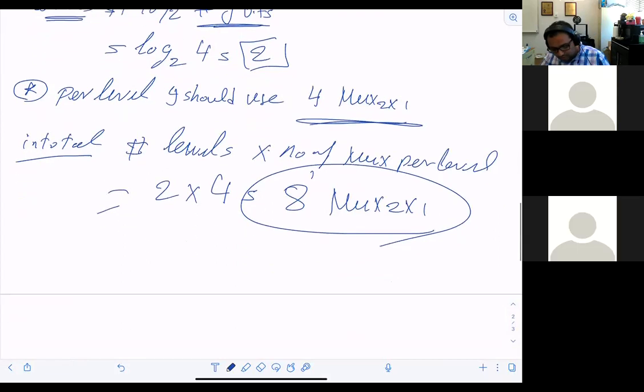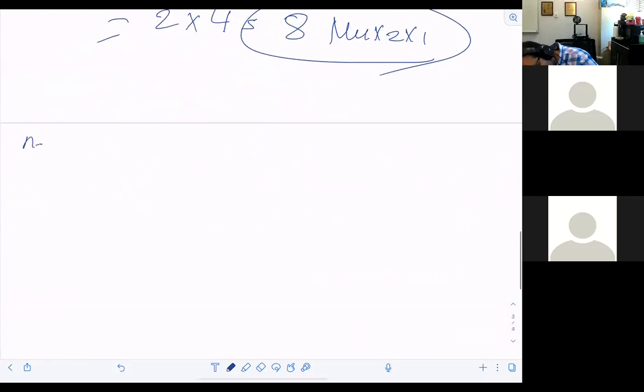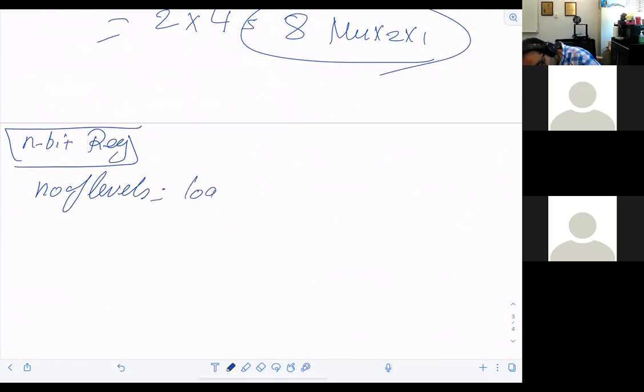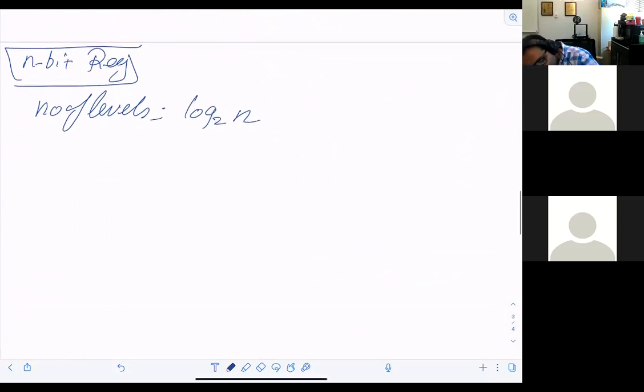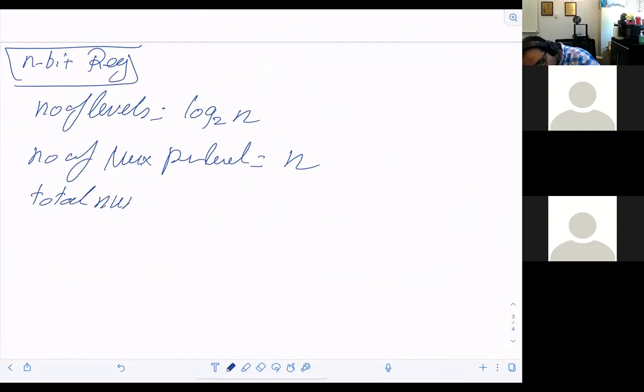Yes. So generalizing it for an n-bit register, the number of levels equals log 2 of n, right? The number of multiplexers per level is equal to n, and the total number of multiplexers to do this process is gonna be n times log 2 n.